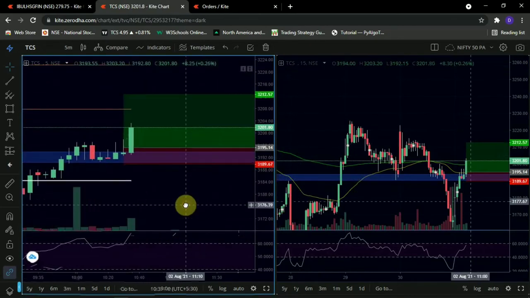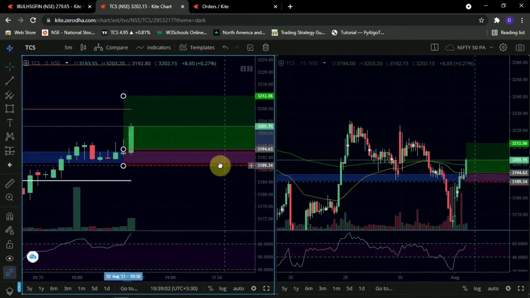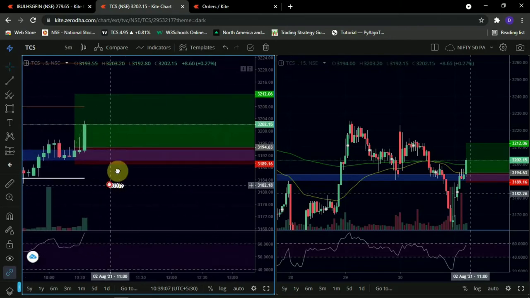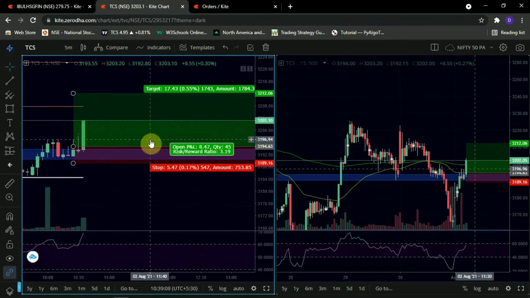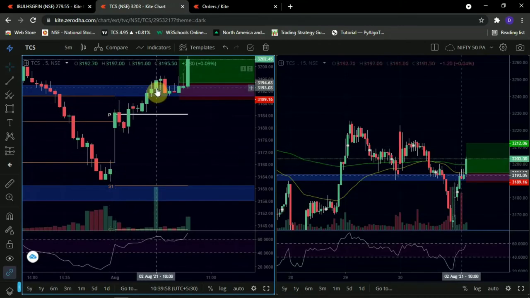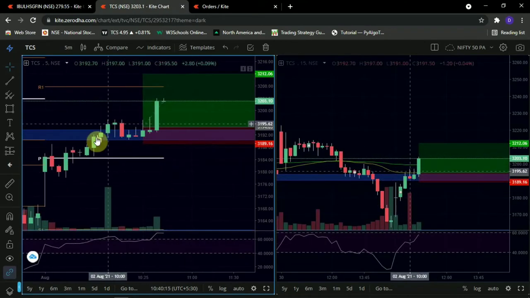Okay, so now our trade is moving good. The risk to reward ratio is 1:3. We can't enter the trade after the breakout. We just have to enter the trade a little before the breakout.